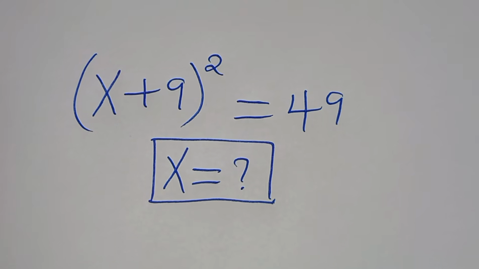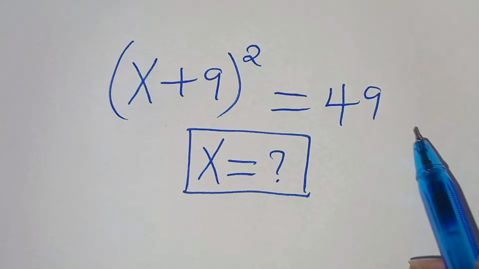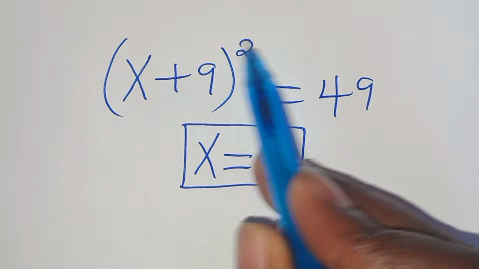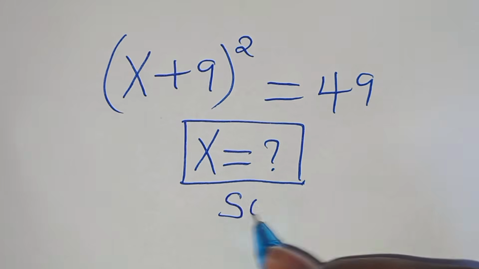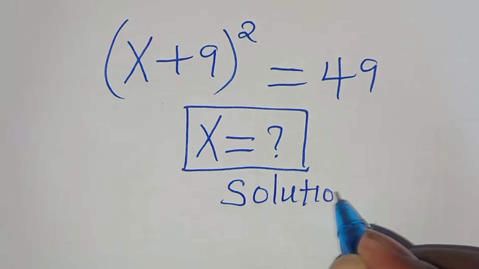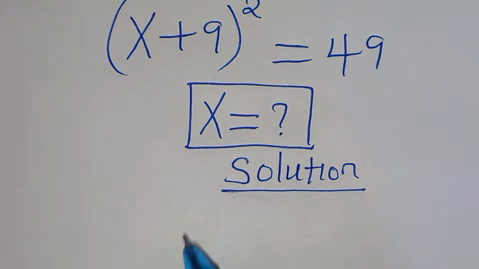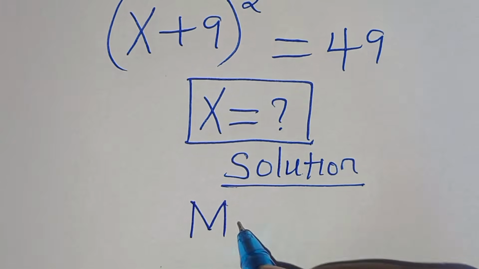Hello everyone, you're welcome to solve this nice algebra problem, which is (x + 9)^2 = 49. So what is the value of x? Now let's provide a solution here. We are going to solve this math problem by applying three methods. Let's start with the first method.